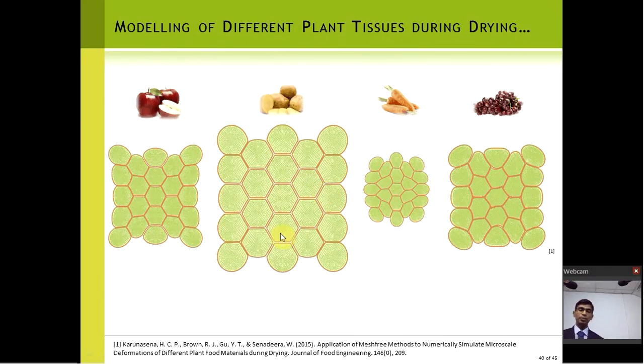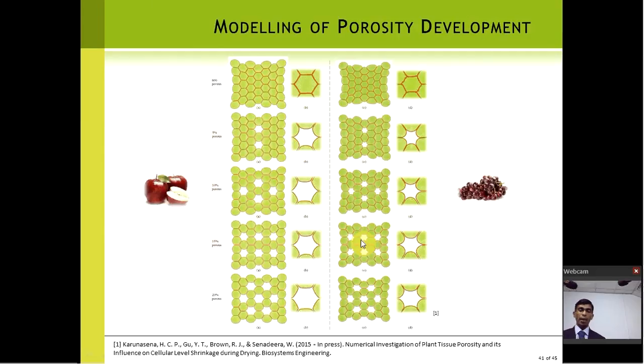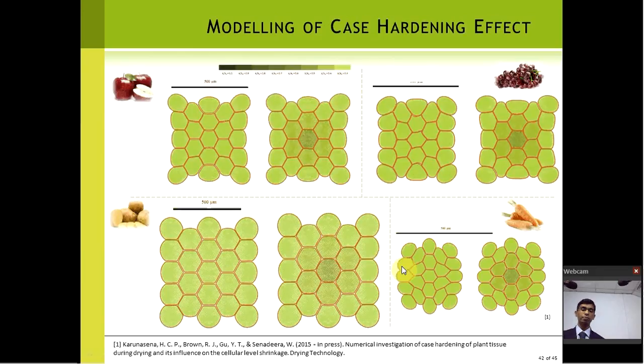And you can see, depending on the different tissue types, their turgor pressure, and all that, the tissue structure deforms differently, which can be easily modeled. And we did porosity analysis, when there are pores, how they will affect even case hardening, with different moisture contents at different cell layers in the tissue, and how things will vary.